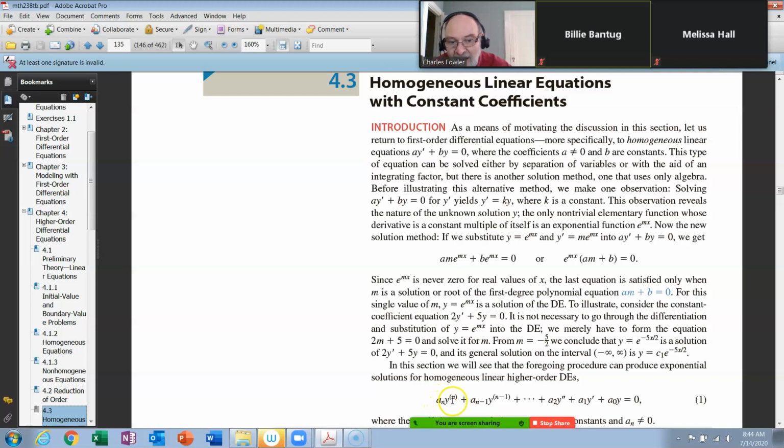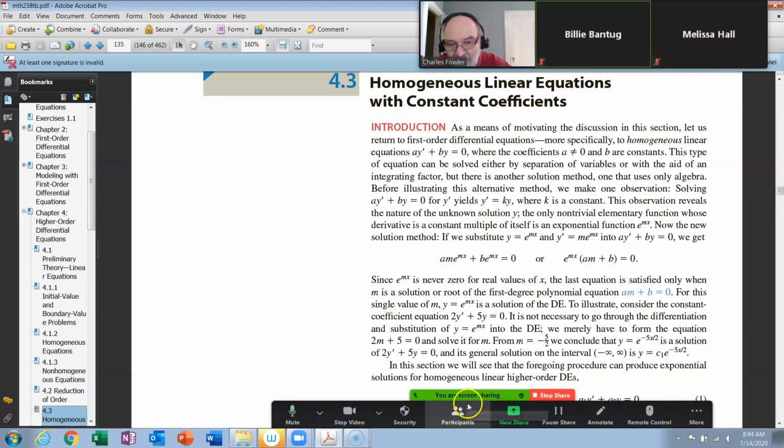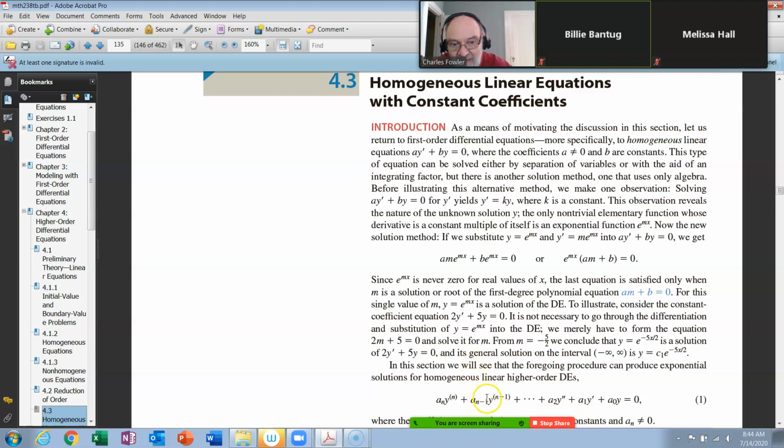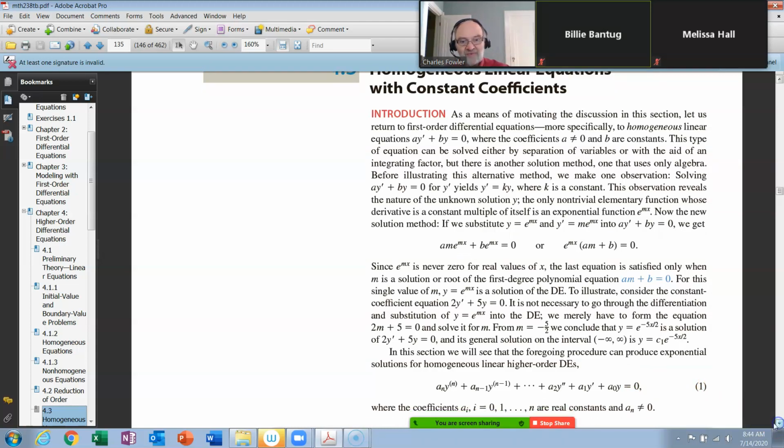a sub n times the nth derivative of y, plus a sub n minus 1 times the n minus first derivative of y, and count on down till you get a sub 3 times y triple prime, plus a2 times y double prime, plus a1 times y prime, plus a0 times y, and that's all equal to 0. Well, guess what? The same thing applies. Since all these coefficients are constants, not functions of x, then you can make that same assumption. Let's let y equal e to the mx.